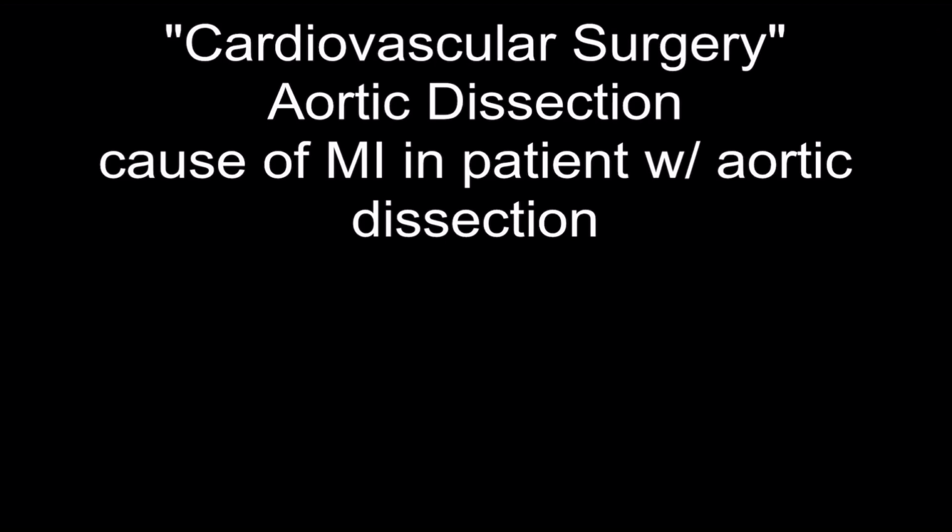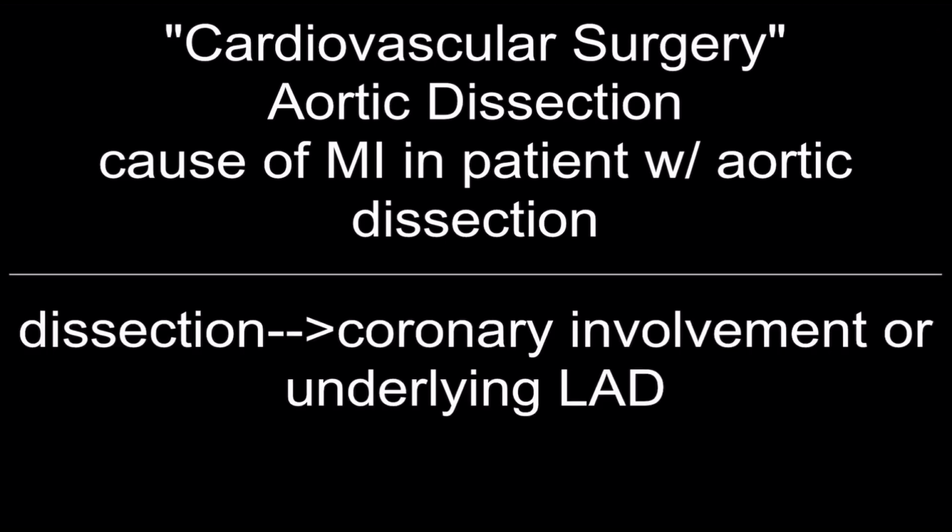What's the cause of MI in a patient with aortic dissection? Dissection can lead to coronary involvement, or of the underlying LAD. EKG buzzwords for AFib. Irregularly irregular.